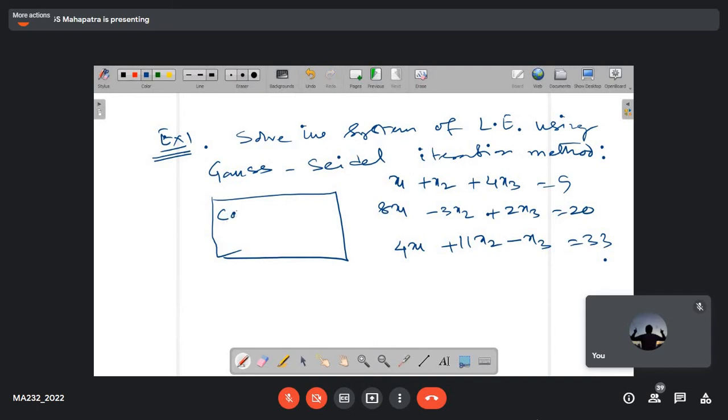Correct up to 3 decimal places. Up to 3 significant figures. Sorry, significant figures. What is the difference between significant figures and 3 decimal places? You already know, correct?